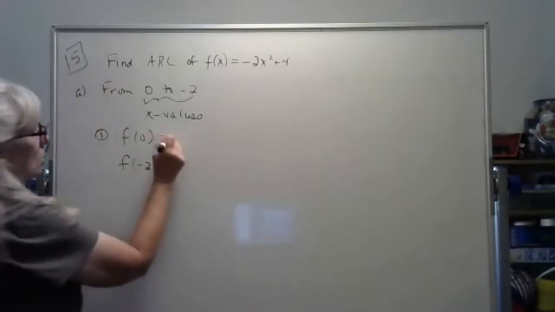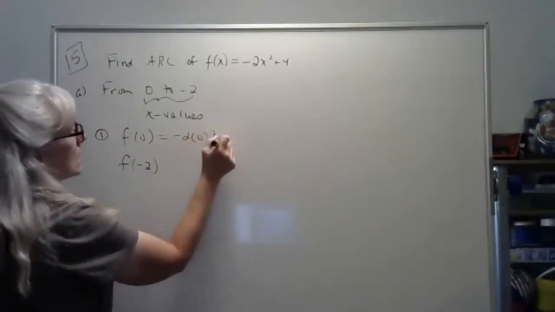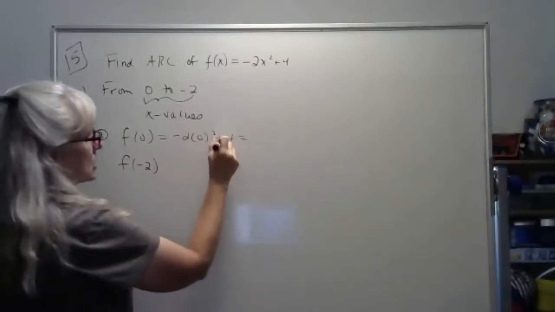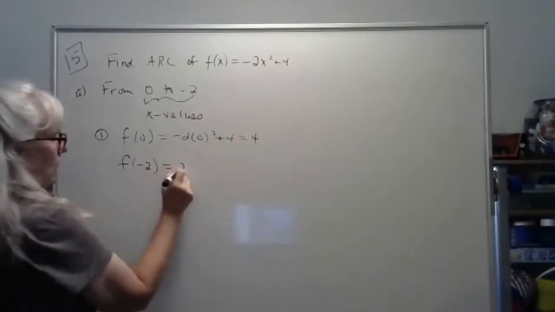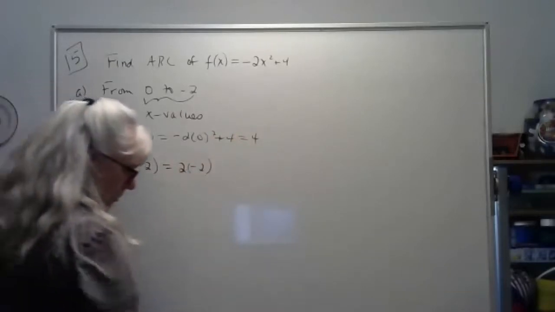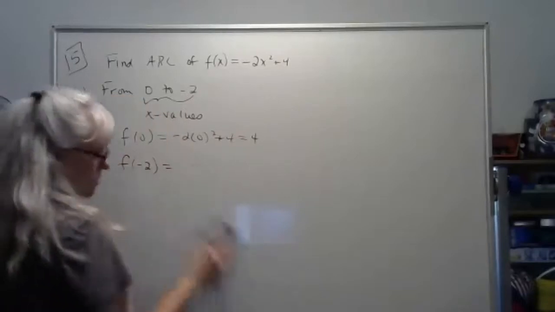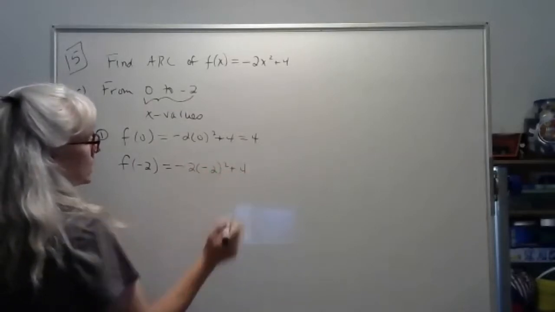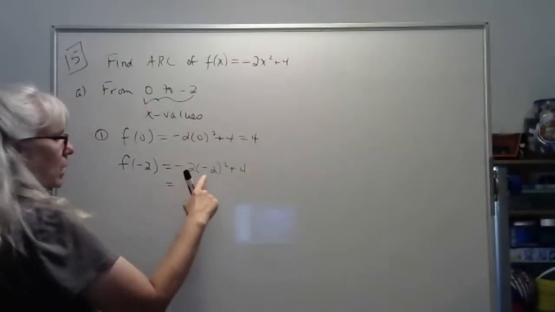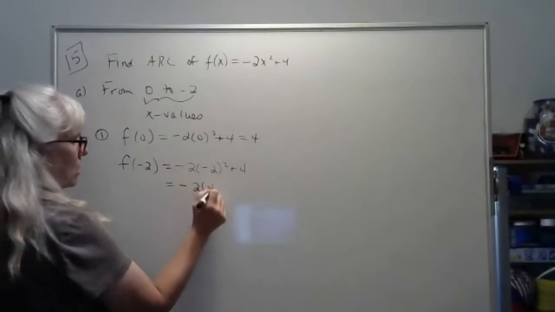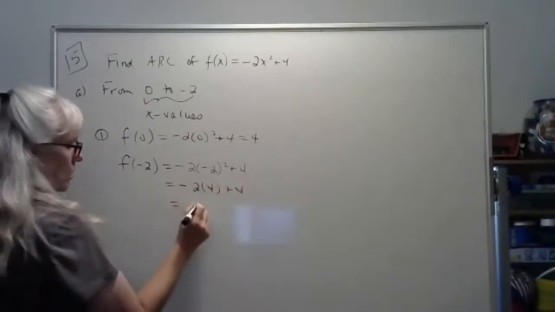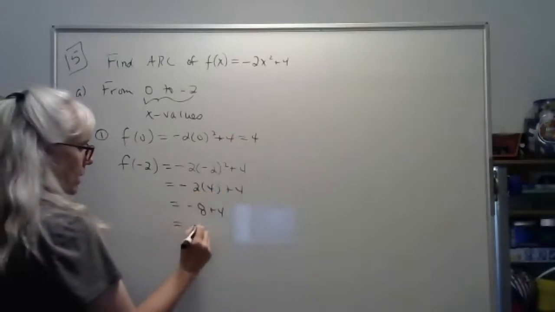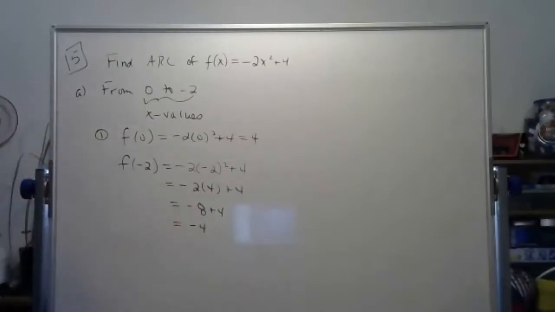So plugging in 0, right back to where we were on Monday with plugging things in. 0 squared is 0, times negative 2 is 0, so we just get a 4 out of that. Here we'll plug in the negative 2, and I need to be really careful and not get sloppy. So it's negative 2 times negative 2 squared plus 4. Cleaning that up, the negative 2 squared becomes a positive 4, so that's a negative 8 plus 4. Again, order of operations: square it, then multiply. We're going to end up with negative 4.